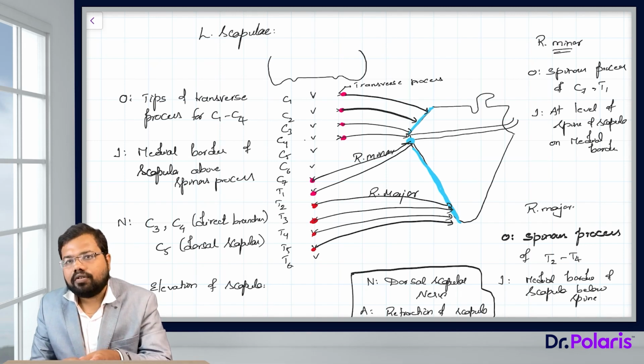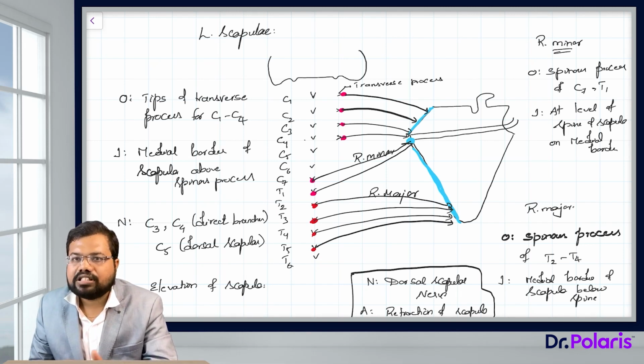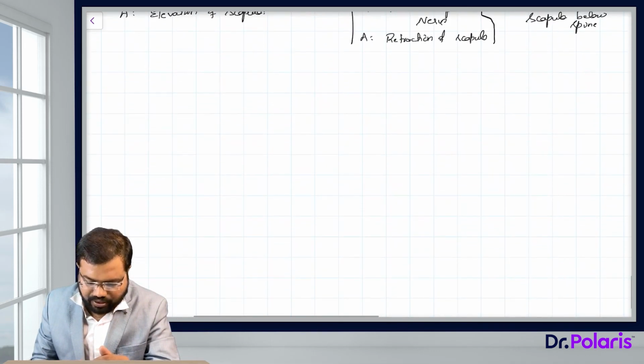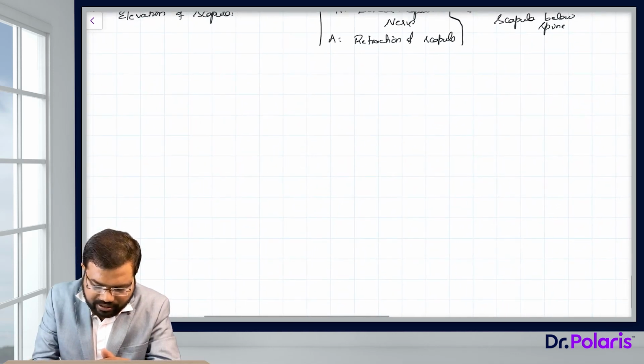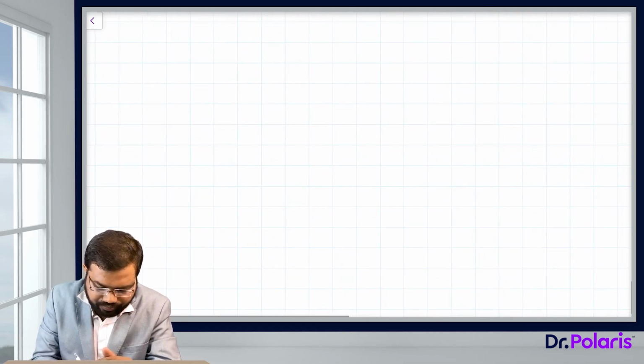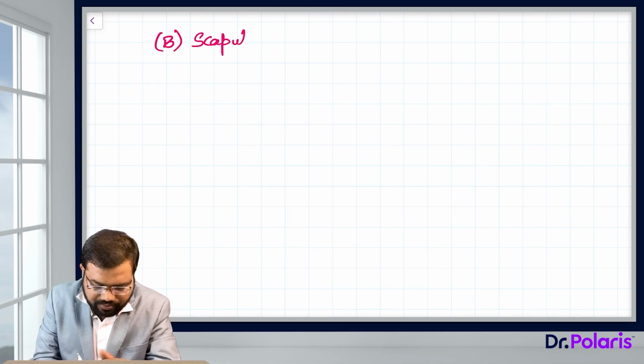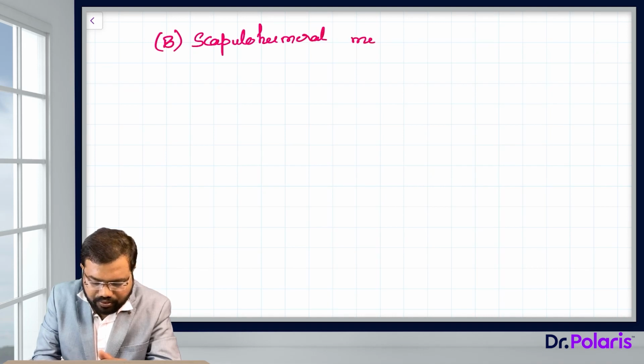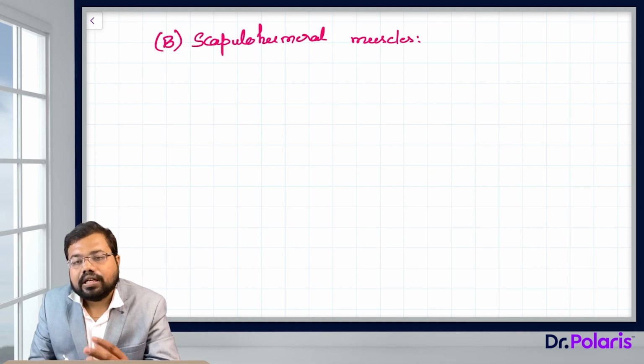Now we will be shifting to another group of muscles, which attach from the scapula to the humerus, called scapulohumeral muscles. The next group that we are presenting here is the scapulohumeral muscles. In that, the major muscle first is the deltoid.